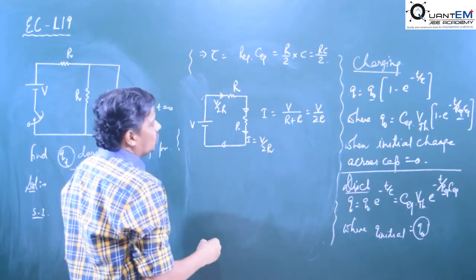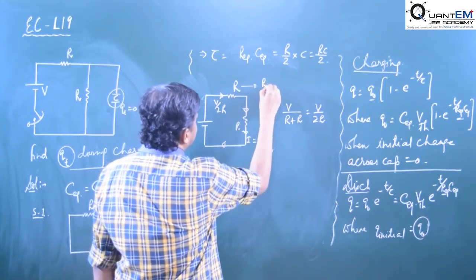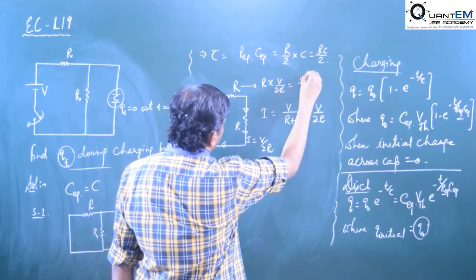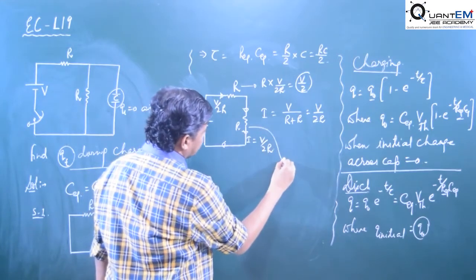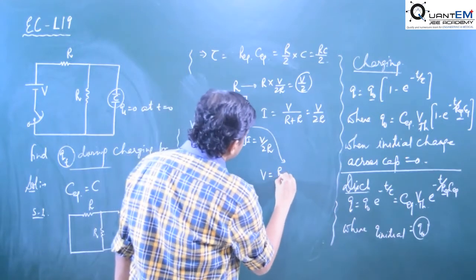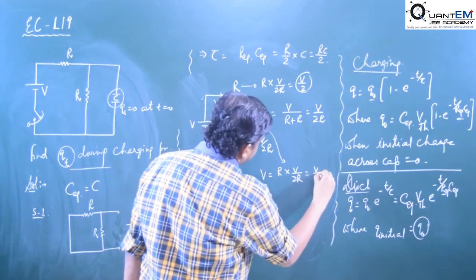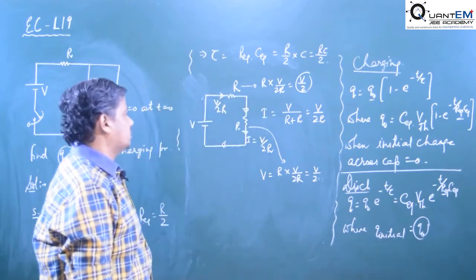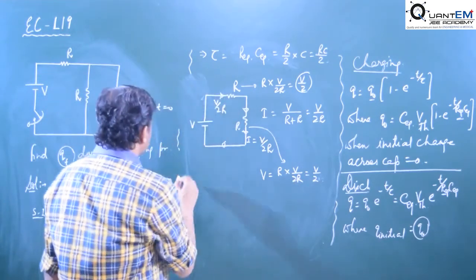Now we can get the voltage across these resistors. What is the voltage across this resistor? That is R into V by 2R. We get the result V by 2. Similarly, for the potential drop across this resistor, V is equal to IR, R into V by 2R, it is again V by 2. So the potential drop across this resistor is V by 2.